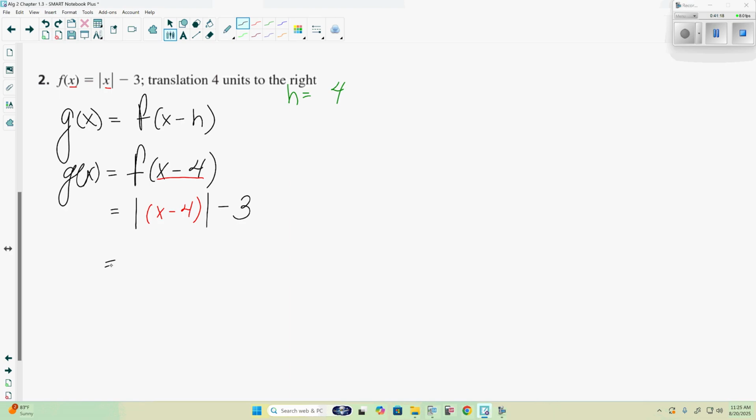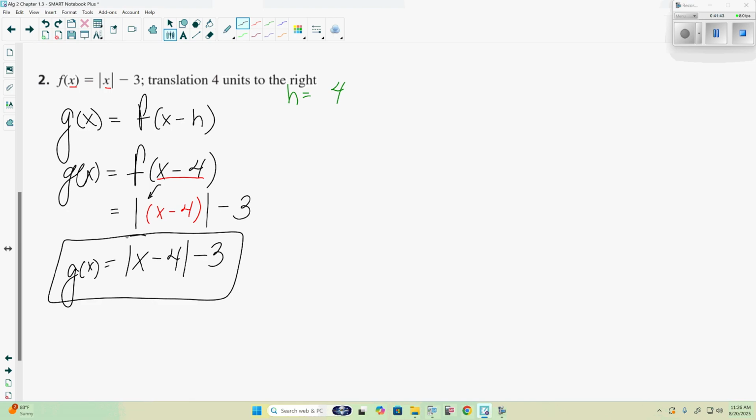Since there's nothing in front of this parentheses, we can just drop the parentheses. And we have the absolute value of x minus 4 minus 3. Questions on this here? That's it.